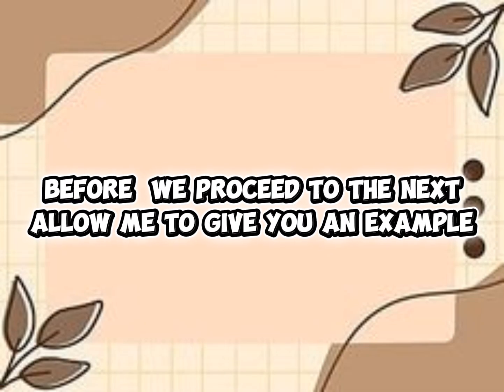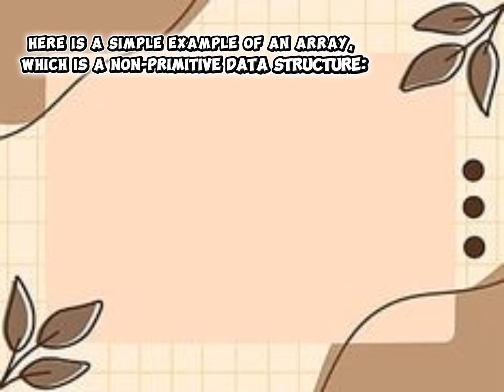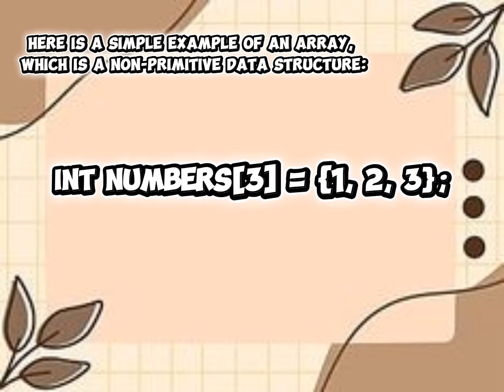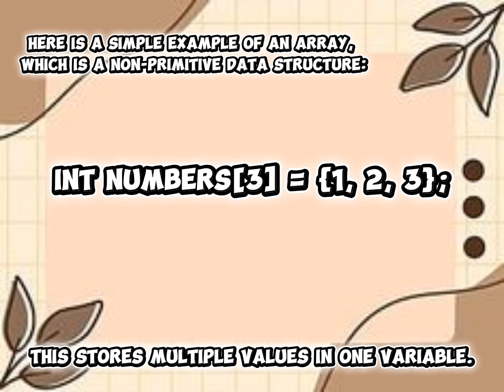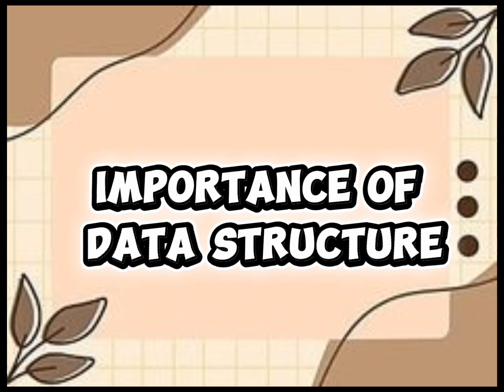But before we proceed to the next, allow me to give an example. Here is a simple example of an array, which is a non-primitive data structure. int numbers[3] = {1, 2, 3}; This stores multiple values in one variable. The next is the importance of data structure.